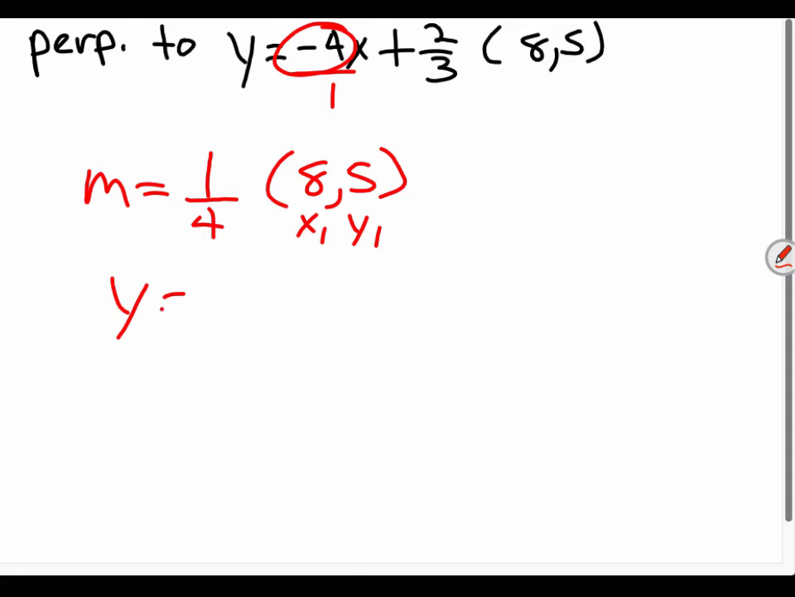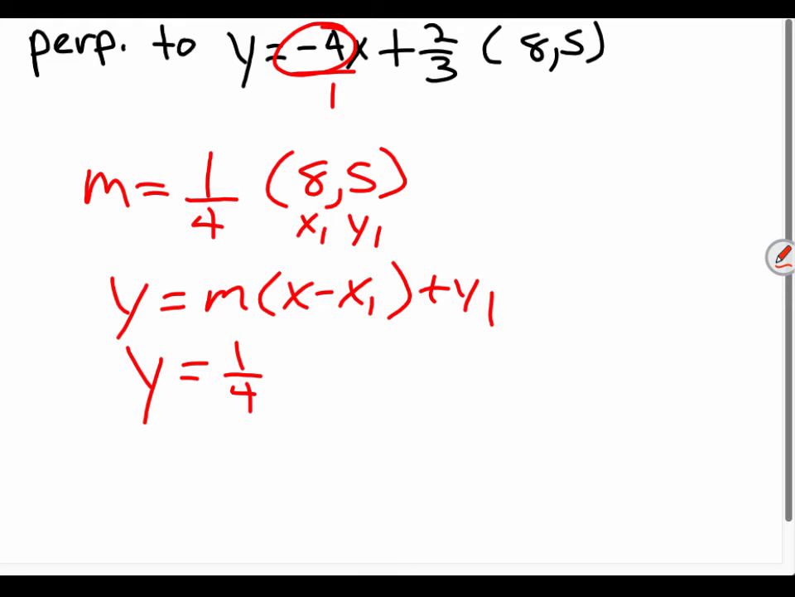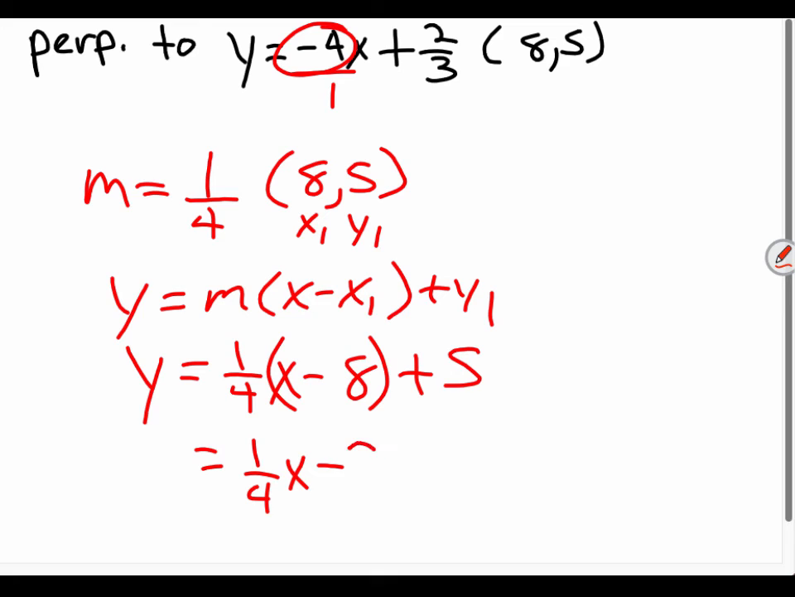So I would say y is equal to m times the quantity x minus x sub 1 plus y sub 1. So y is equal to positive 1/4 times x minus 8 plus 5. Is that right? Yes. So I've got 1/4 x minus 2, right? Because 8 divided by 4 is 2, plus 5, or 1/4 x plus 3.